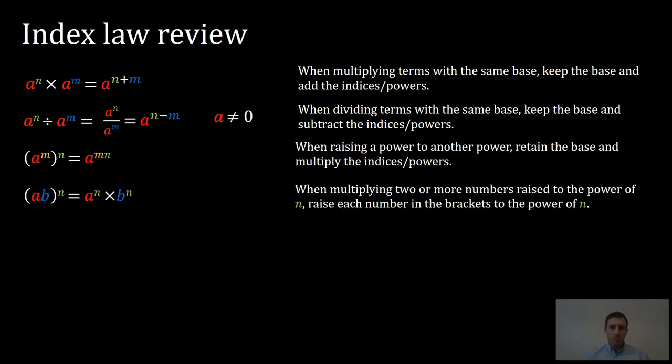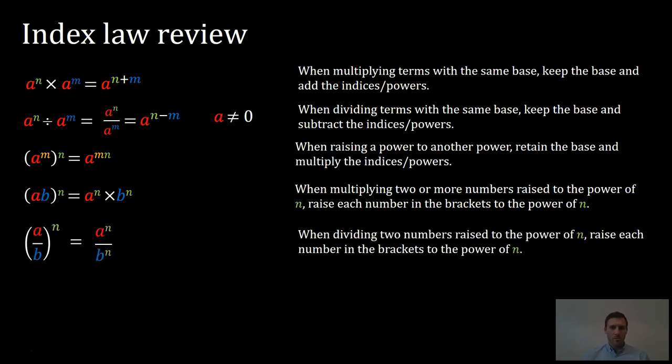When multiplying two or more numbers raised to a power, raise each number to the power. Remember, the power of a product is the product of the powers. When dividing two numbers raised to a power, raise each number to the power. Remember, the power of the quotient is the quotient of the powers. Any term except 0 raised to the power of 0 is 1. Another way to say this is any non-zero number raised to the power of 0 is 1. This isn't usually referred to as a law. The laws can be used to prove this.